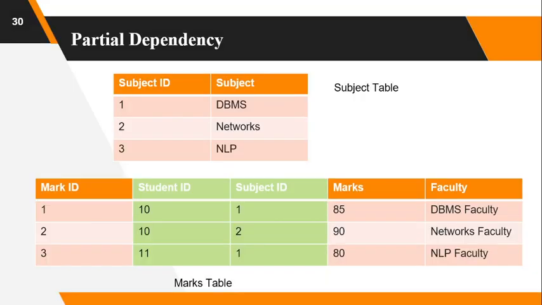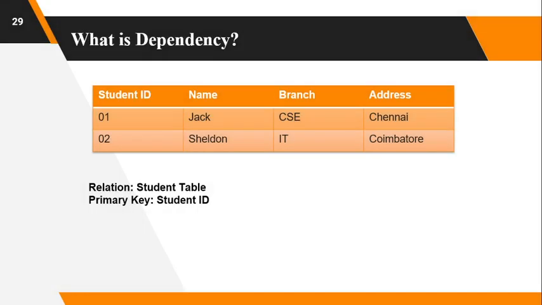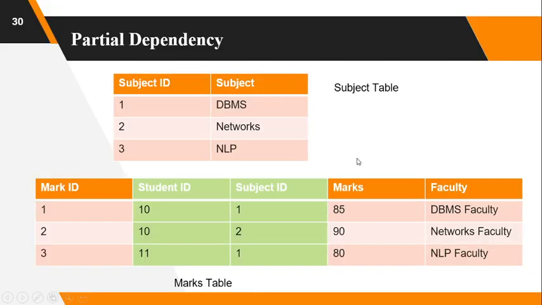Now let's see what is partial dependency. In the previous case, we saw only a single table. Suppose we have multiple tables or a larger one. Here we have one more table called the subject table, with two columns: subject ID and subject. Likewise, we have a marks table with mark ID, student ID, subject ID, marks, and faculty.